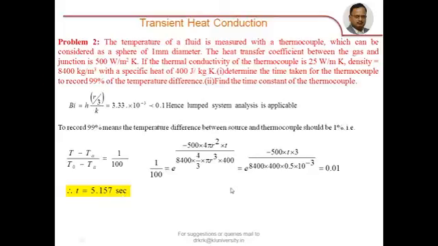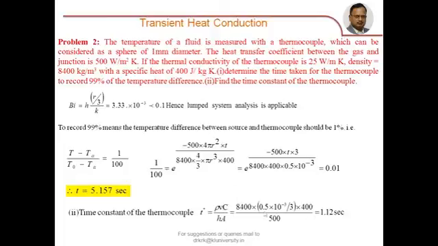Now to find the time constant of the thermocouple, t star equal to rho VC by hA, 1.12 seconds. You substitute this. This is what I said earlier. So for this particular thermocouple, the time constant is 1.12 seconds. So if you wait for 1.12 seconds and take the reading, it will reach only 63%. You have still 37% error.